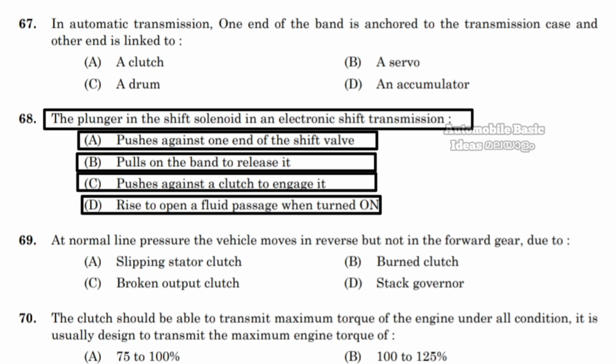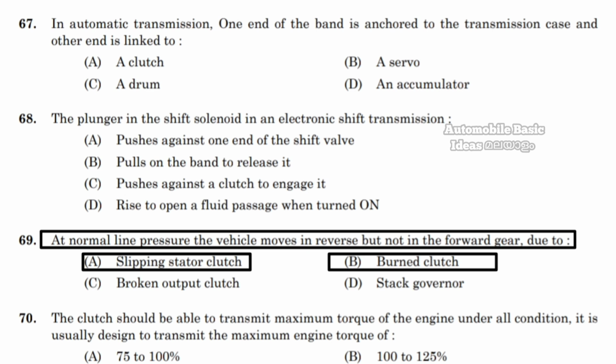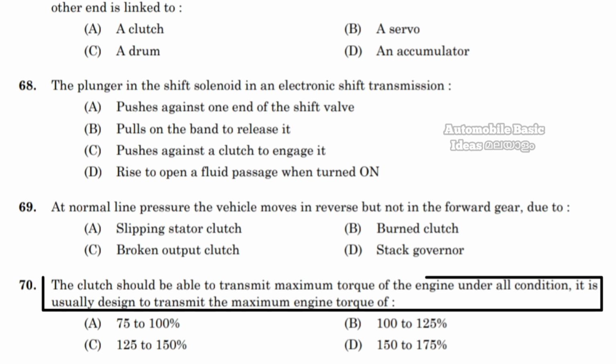Rise to open a fluid passage when turned on. Answer D. 69. At normal line pressure, the vehicle moves in reverse but not in the forward gear, due to A. Slipping stator clutch, B. Burned clutch, C. Broken output clutch, D. Stack governor. Answer B. Burned clutch.